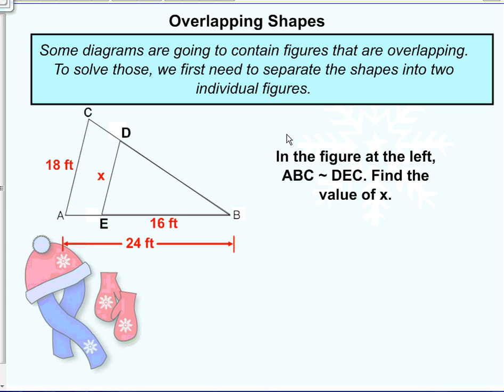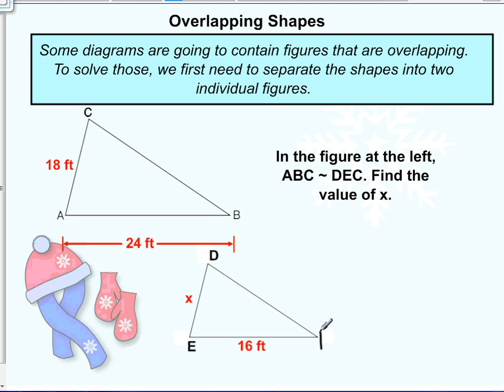So it says some diagrams are going to contain figures that are overlapping. To solve those, we first need to separate the shapes into two individual figures. As you can see, I have triangle CAB, and inside that I have triangle DEB. And I can actually take these two triangles and separate them. You won't be able to do something as cool and slick as I just did. However, you will be able to just redraw the figure from whatever problem you're working on, and that will make it a lot easier.